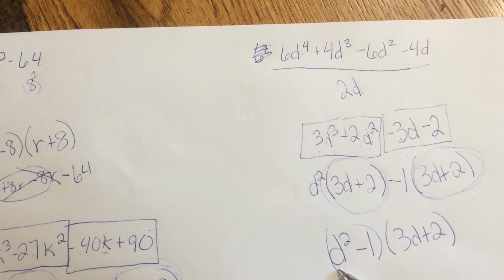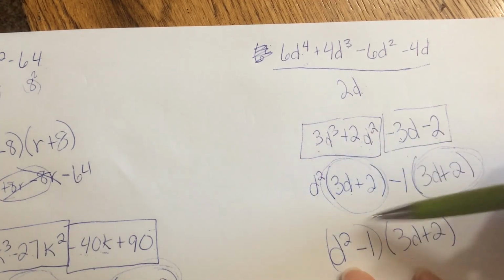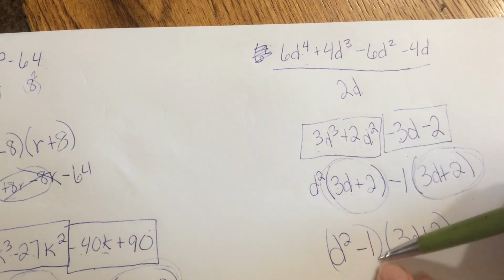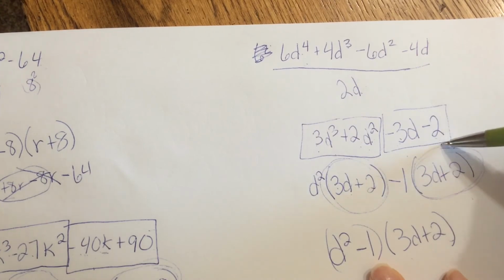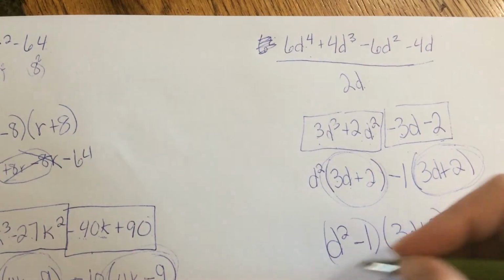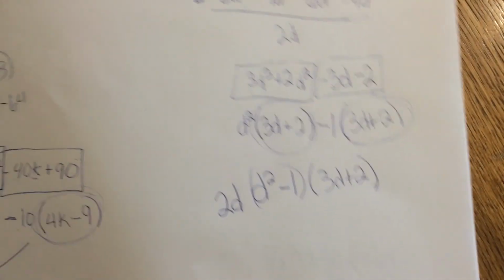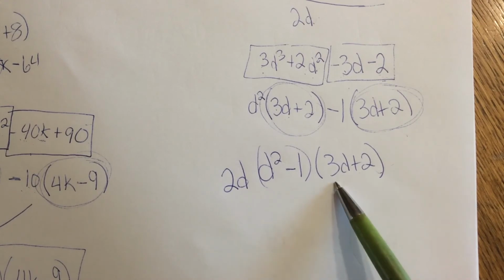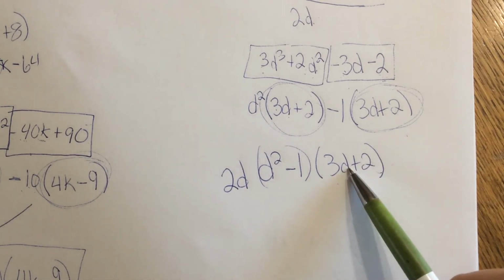And if I check that, d squared times 3d gives me 3d cubed plus 2d squared minus 3d minus 2. But again, that's not my original, so I have to go up here and remember that I already factored out a 2d, right? But now when I look at this one, I'm going to double check to see if I can factor it any further. Nothing goes into 3 and 2, so there's nothing I can factor out there because the d is plain.